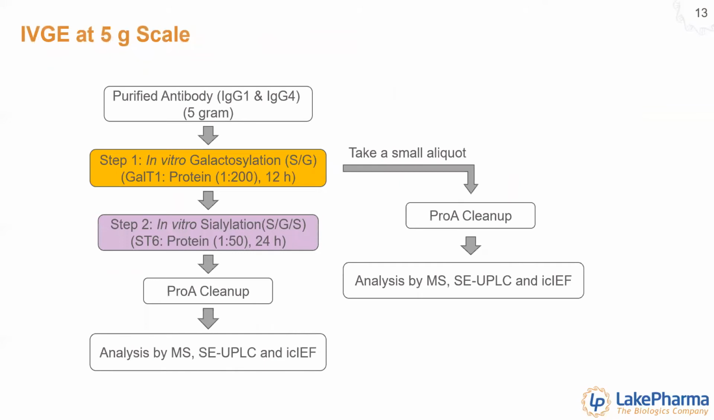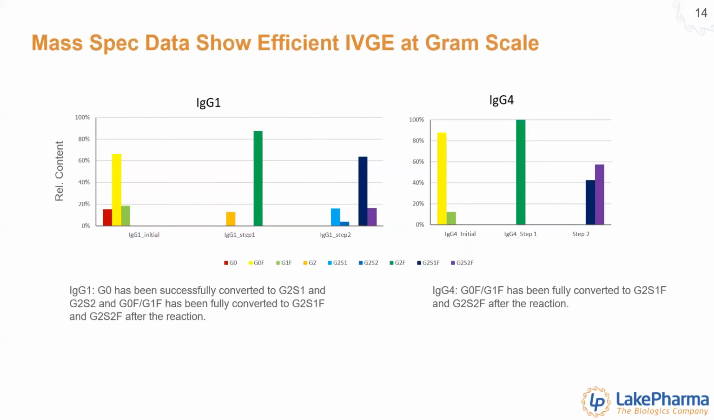Then we move on to the IVGE at 5 gram scale. We have purified antibody of IgG1 and IgG4, each at 5 gram scale. We performed the same experiment with the same ratio of enzymes and same incubation time as the previous experiment, although here the reaction size is much, much larger given that we have 5 gram material in each reaction. The processes are the same. Results are shown on slide number 14.